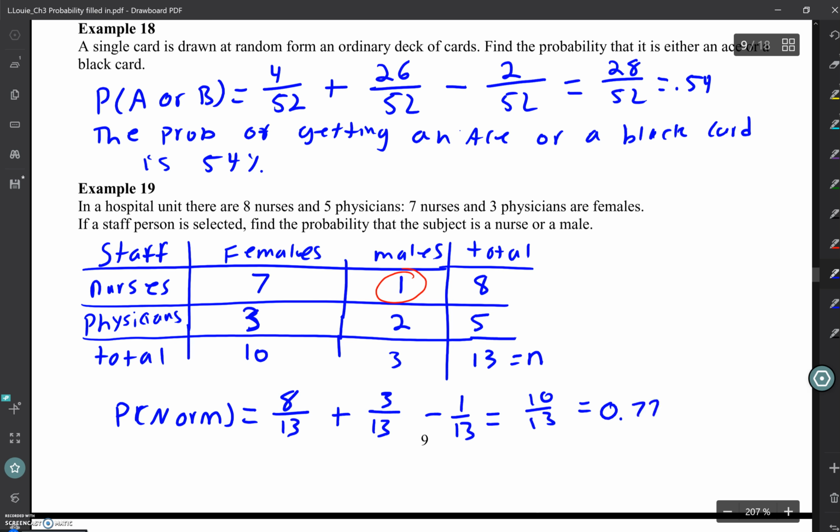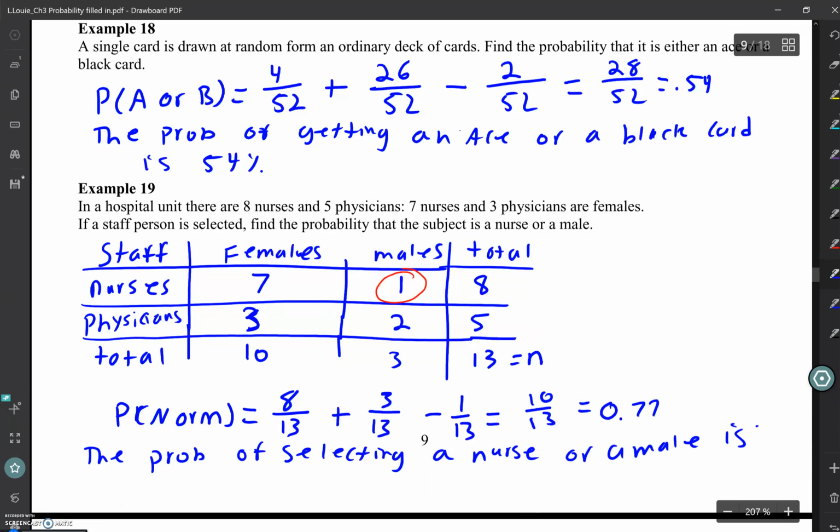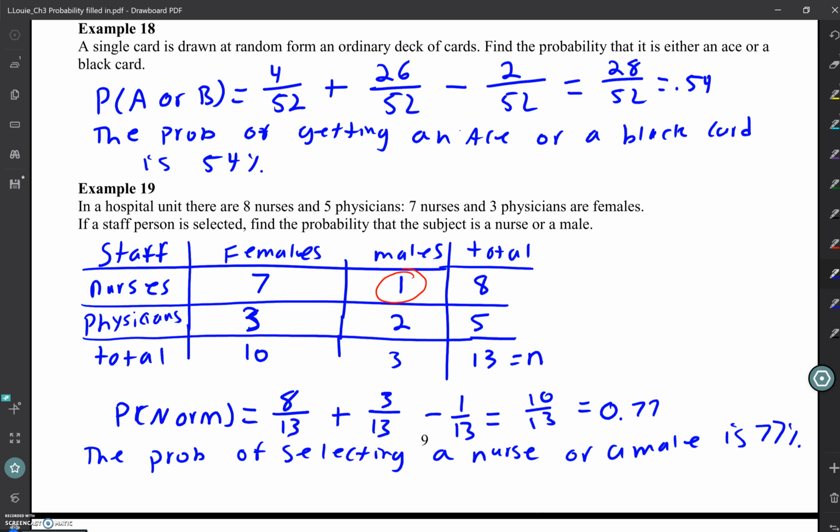0.77. So that means the probability of selecting a nurse or a male is 77%. It can just be kind of nice to organize our data a little bit when we have a lot of different information in there.